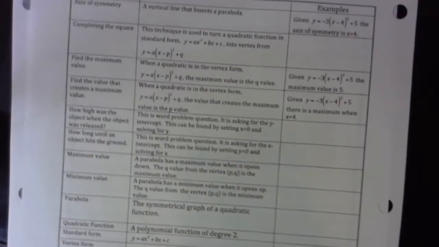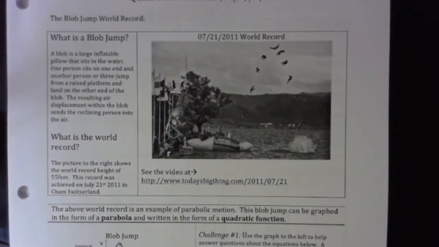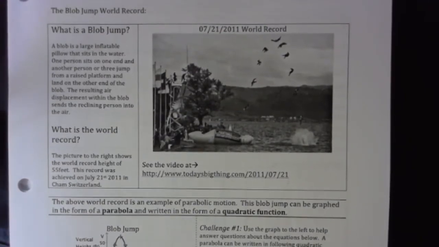By the way, here's where you can find all of the definitions that we just skipped in the other booklet. Let me see if I can focus that a little better. There we go. So this is a little information about something that I didn't really know existed as a serious thing until I read this page a few years ago. This is the blob jump.